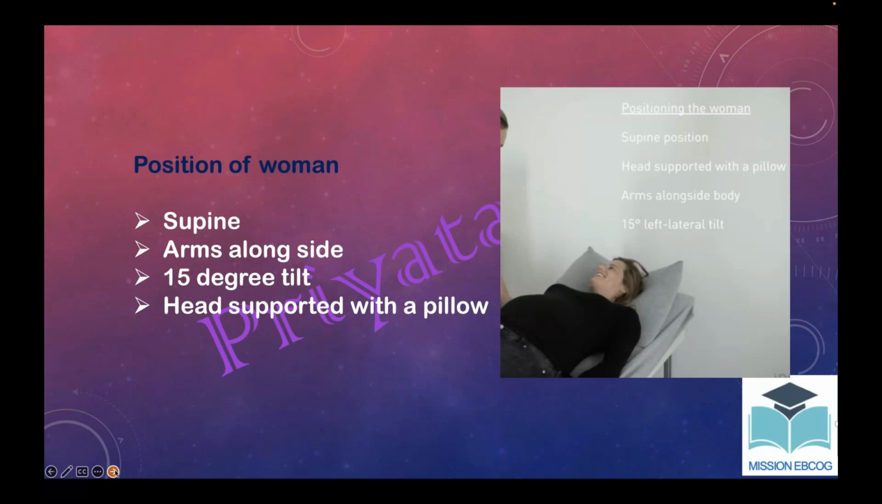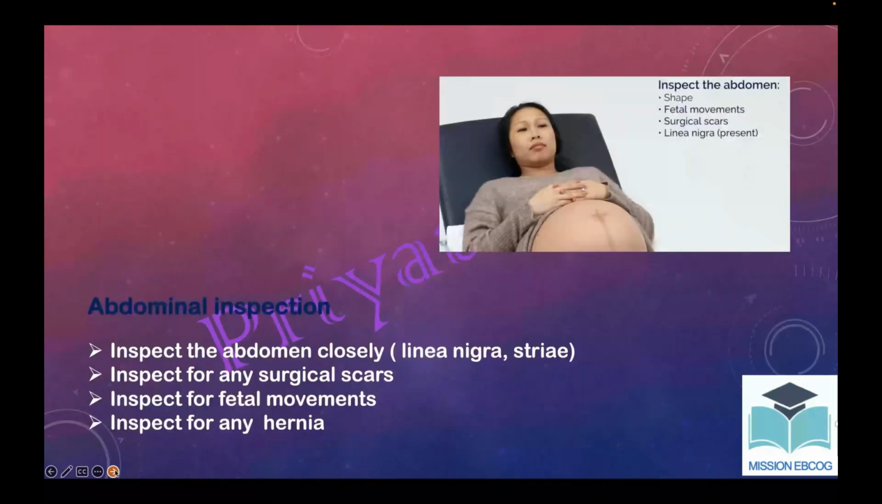We already know what you have to see in an inspection. In abdominal inspection, you would look at the shape of the abdomen, and whether the distension corresponds to pregnancy or not. Then you will look for linea nigra and striae. Then you will see whether any surgical scars or pulsations are there. You would inspect for fetal movement, and for any kind of hernia. So after inspection, what will be the next part?